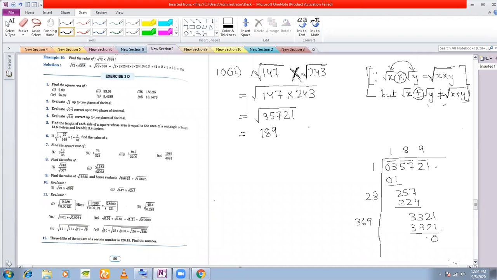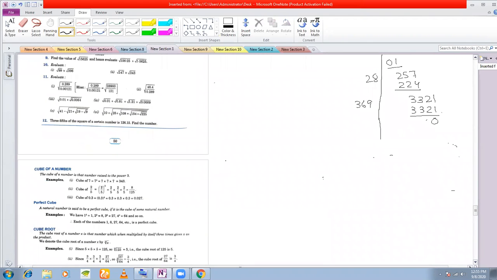The next sum that we are going to do in this exercise is 11.4. 11.4, you have to evaluate root 0.01 plus root 0.81 plus root 1.21 plus root over 0.0009. Now this is, if you convert all these to fractions, it will become very easy.